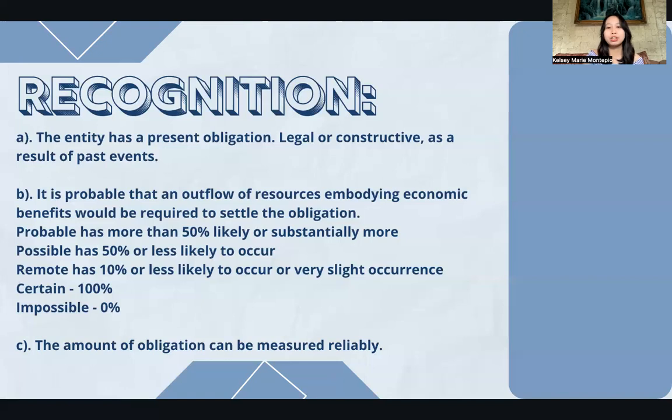So always remember these three most important recognition criteria of provisions. This will be very useful when we move on to sample problems. So I'll repeat these three. One, the entity has a present obligation, legal or constructive, as a result of past events. Two, it is probable that an outflow of resources embodying economic benefits would be required to settle the obligation. And lastly, the amount of obligation can be measured reliably.